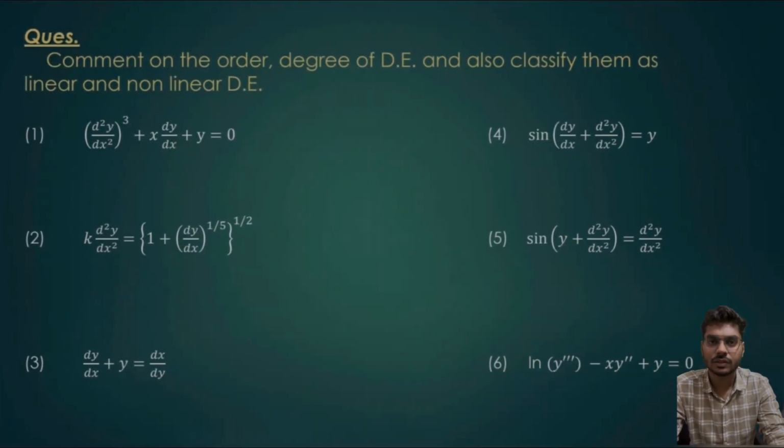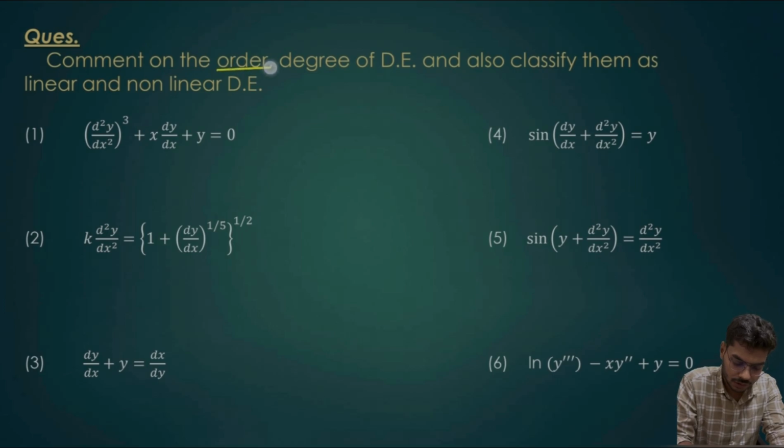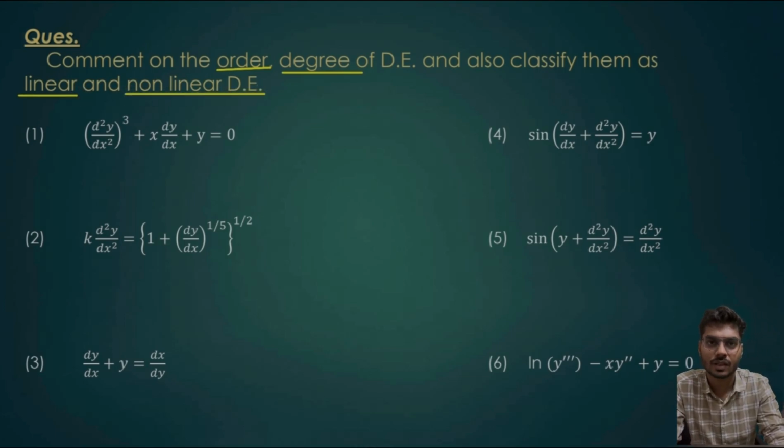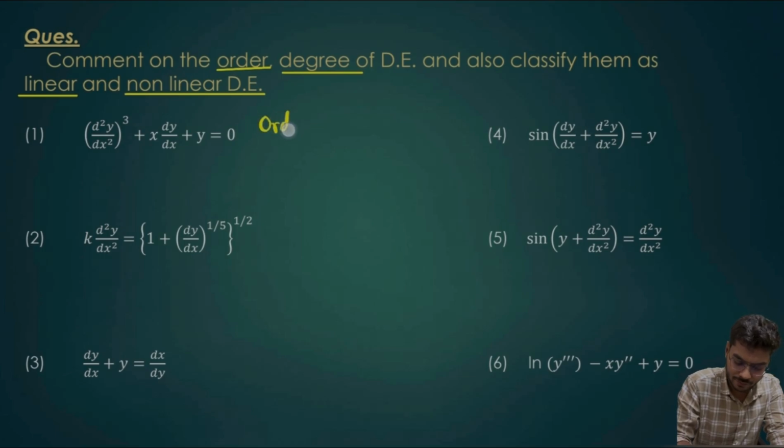So moving on to the next question. What is your question? Comment on the order and degree, as well as classify whether it is a linear differential equation or a non-linear differential equation. So out of these examples, we will discuss what is the order of the differential equation, what is the degree, and whether it is a linear differential equation or not. By looking at the question, we can comment on the order of the differential equation. So can you comment what is the order?